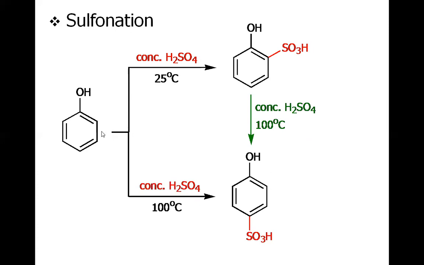So in fact, when we sulfonate the phenol, first of all, the sulfonic group is attached to the ortho position. However, upon prolonged heating, at high heating, this sulfonic group removes from the ortho position and attaches to the para position. So sulfonation of phenol at the ortho position is a kinetically controlled reaction, and sulfonation of phenol at the para position is a thermodynamically controlled reaction.